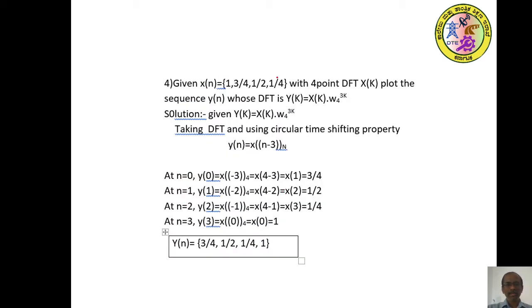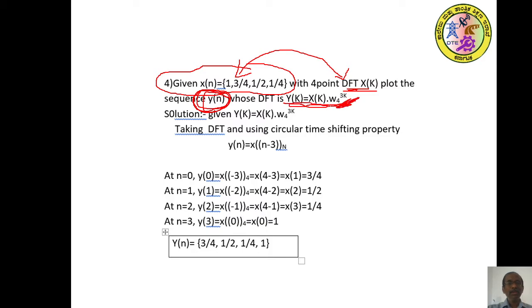This is still good answer, good problem. They have given x of n is equal to 1, 3 by 4, 1 by 2 and 1 by 4. And the question is, with 4-point DFT x of k. x of n is given. They have not tried a DFT, but just they have told that it has a DFT of x of k. Your job is to plot the sequence y of n. See the speciality of this. You want to calculate, plot the sequence y of n, but y of n is not given, y of k is given. The relationship in frequency domain is given, but you want to bring it back to time domain.